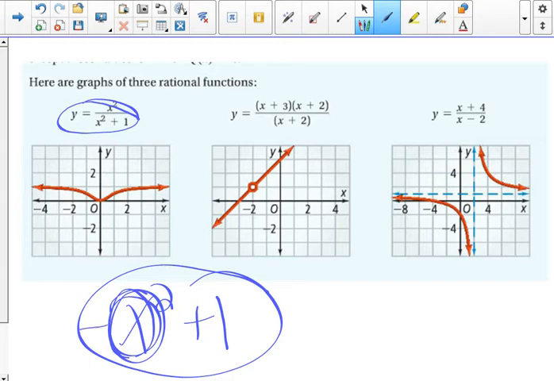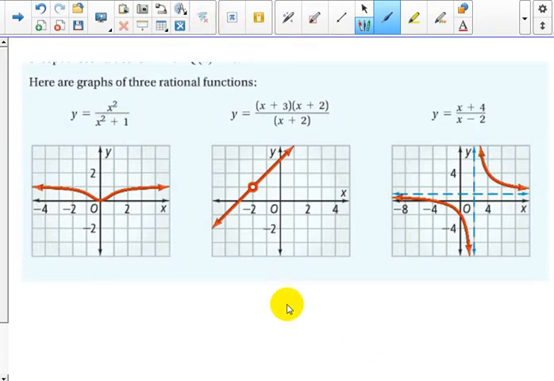So even if you try to put in a -1 there, well, -1 squared is a +1. And then you're going to end up with a 2 down here. So there's nothing in here that makes that 1, or makes the denominator go to 0. So that's why there's no breaks.